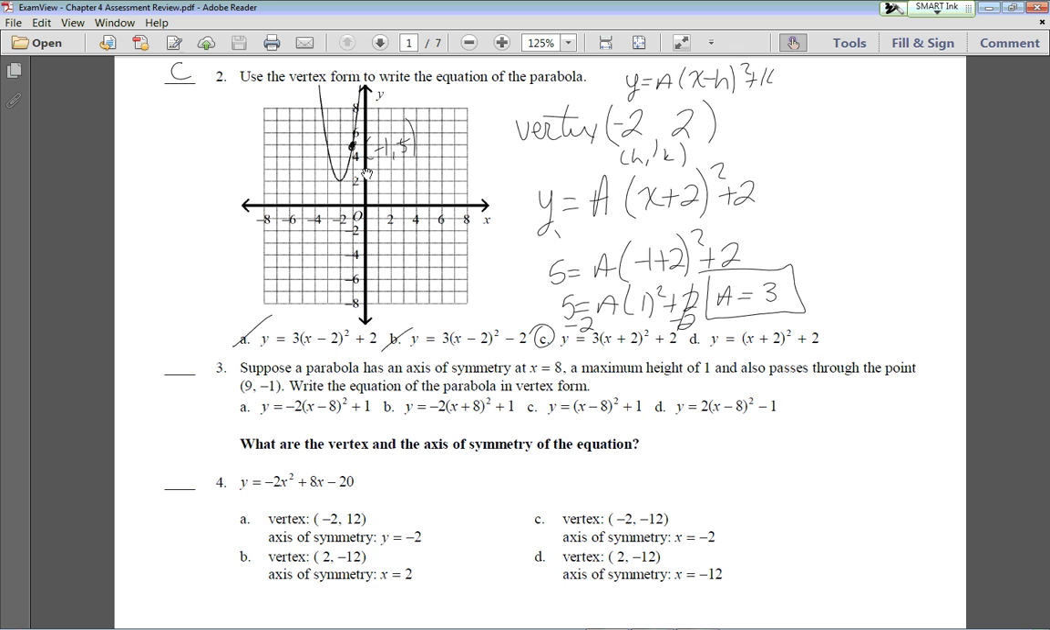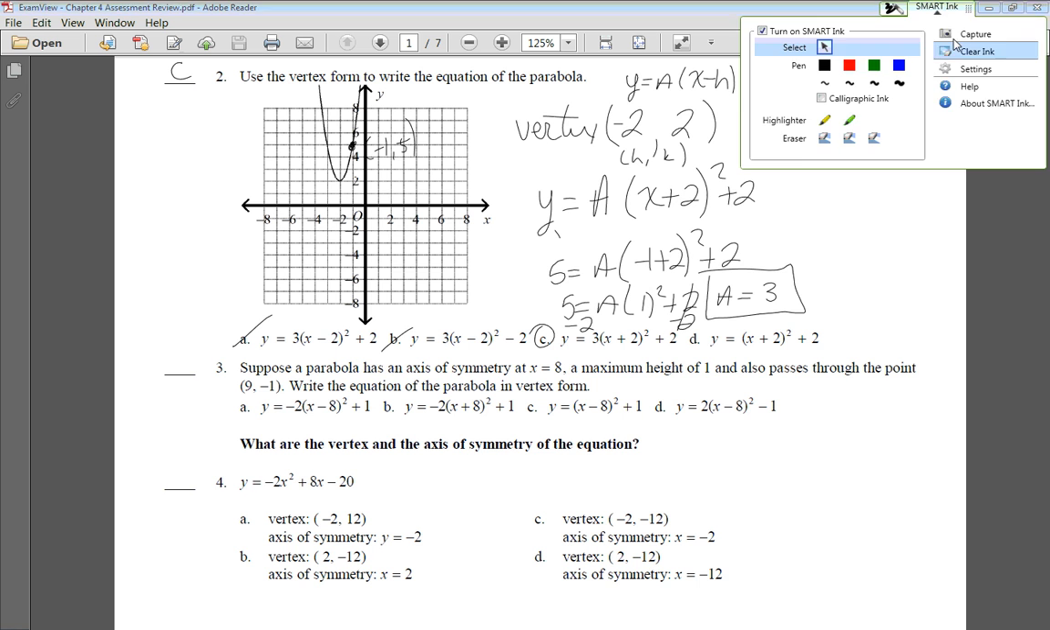You can either count over just 1, don't go any more than 1. You can count over 1 and then count up until you hit your graph, and then that will tell you what a is supposed to be. Or you can do it this way. For number 3, you're going to have to do it this way that I just showed you. All right, so let's clear this and go on.